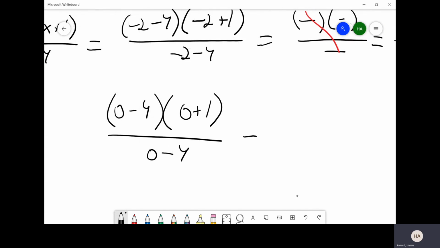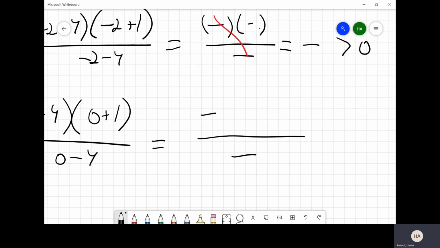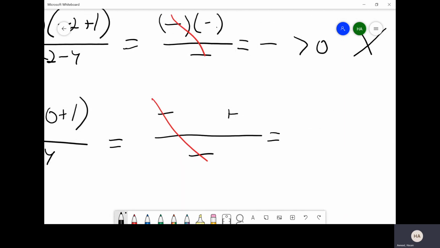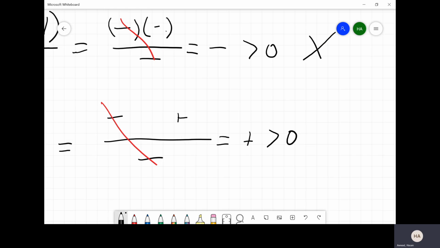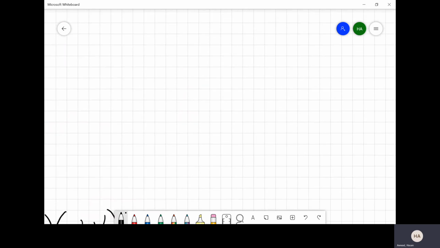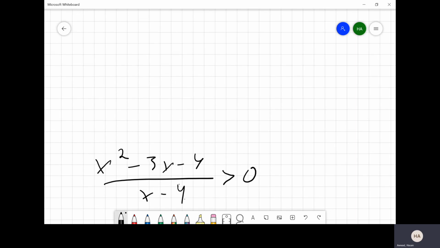Once again, 0 minus 4 is a negative, so we know we're going to get a negative here. 0 plus 1 is a positive, and we know that negatives are going to cancel out, and we're just left with our positive number. So positive is greater than 0, and hooray, positive is in fact greater than 0, so that interval will work.